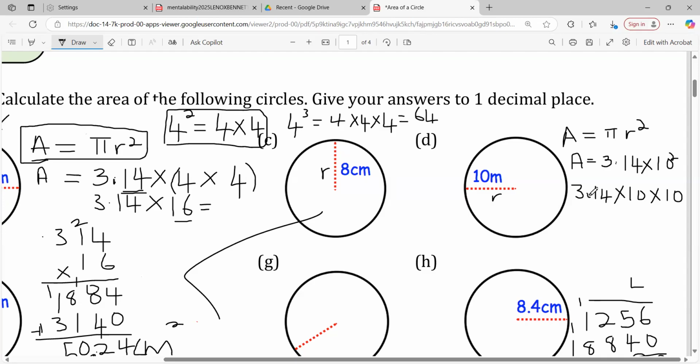1, 2, 3, 4, 5. Is it 30? Yeah, 31,400, sir. That's the final answer. No, sir. All right. I'm going to show you a little trick with this one.